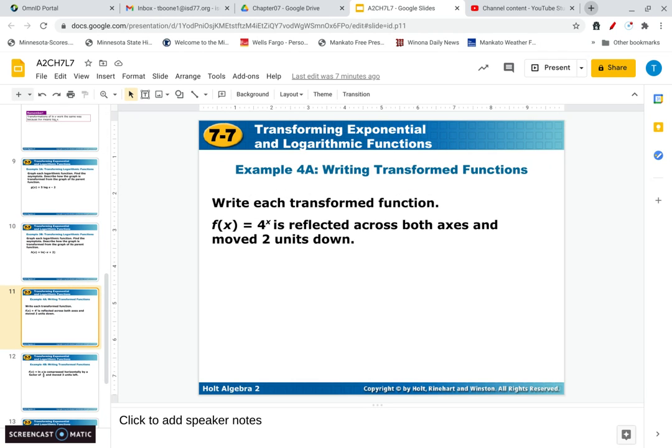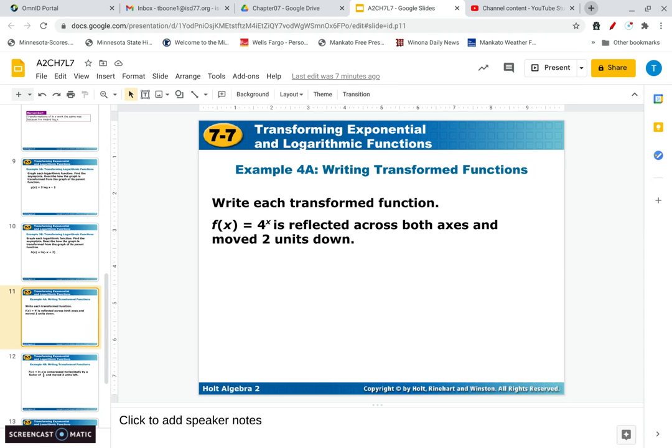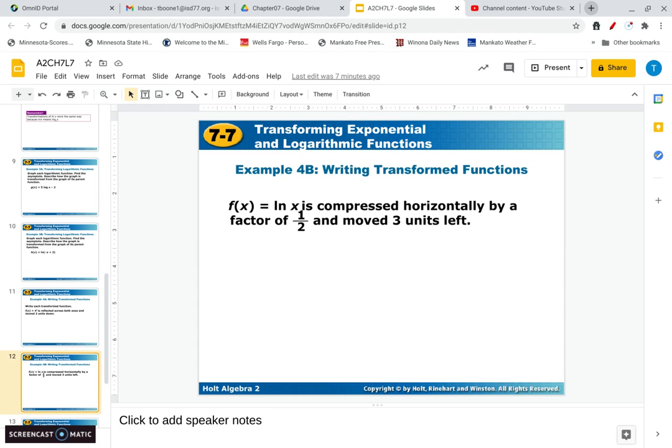It's a nice thing to do. All right, so now they're going to give us the transformations, and we want to transform 4 to the x. We want to reflect across both axes, so we're going to put a negative in front and a negative up top. And then if we want to move it down 2, we have to go minus 2. Kind of cool, crazy, kooky. I like it.